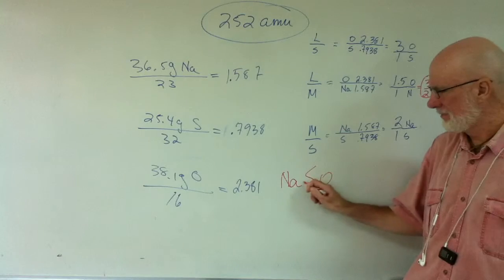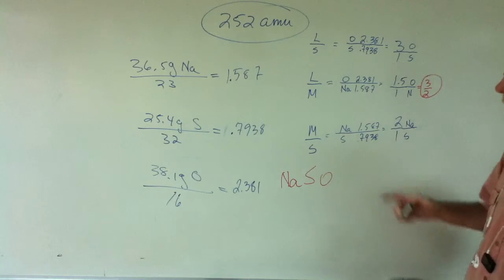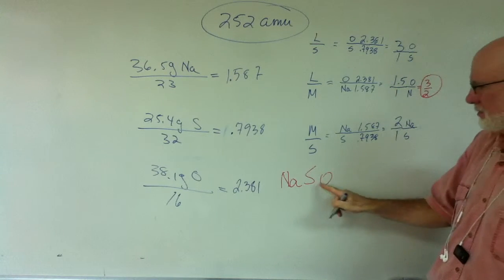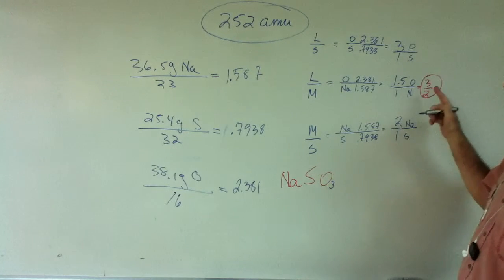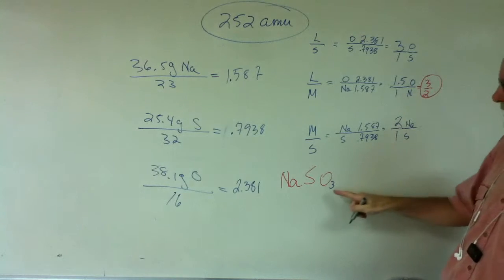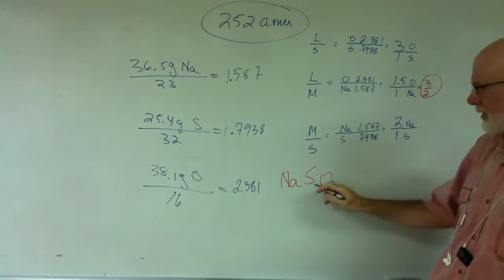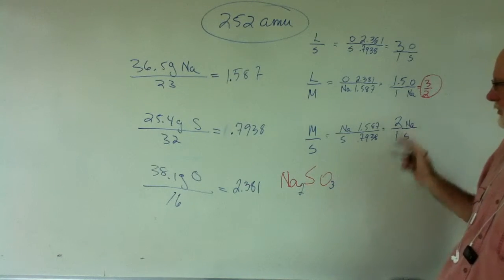There you go. Right now, what's the ratio? Well, let's see. Sulfur to oxygen is 3 to 1, right? Oxygen to sodium is going to be 3 to 2, right? And that works for sulfur as well.